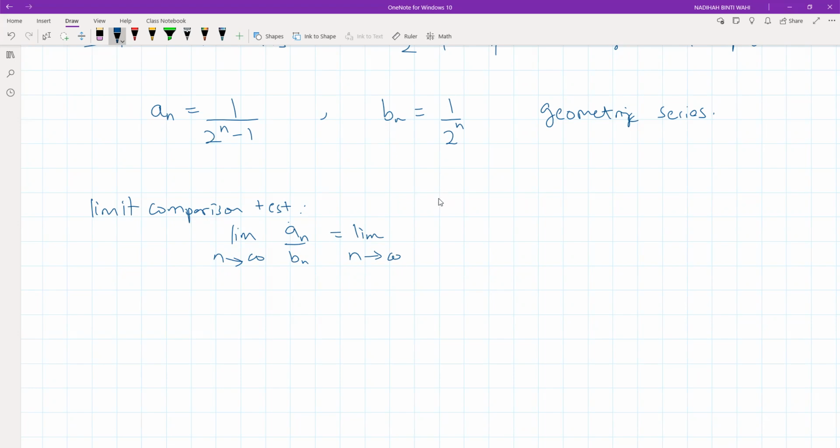So if you divide that, it will be 2 to the power of n over 2 to the power of n minus 1.